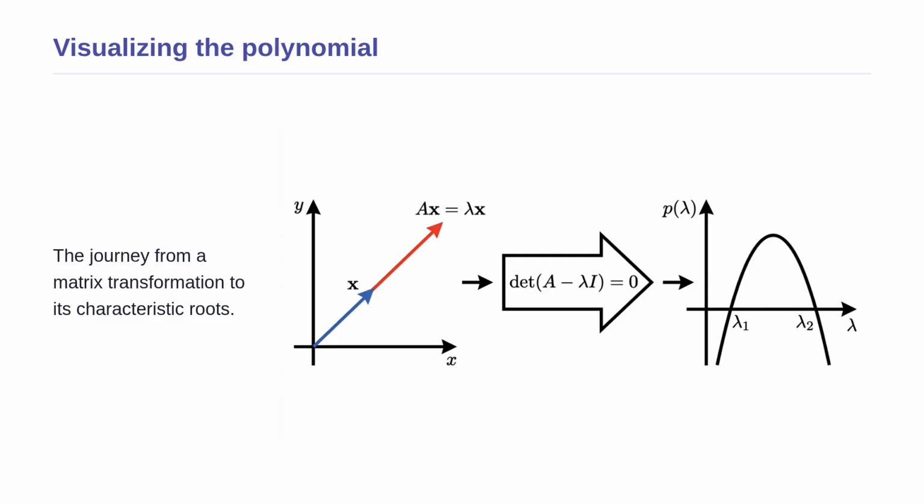The middle arrow represents the algebraic bridge we just derived, taking the determinant of A minus lambda times I and setting it to 0. Finally, on the right, we see the graph of the characteristic polynomial itself. The horizontal axis represents lambda, and the curve crosses this axis at two specific points. These intersection points are the roots of the polynomial, which are exactly the eigenvalues we calculated.